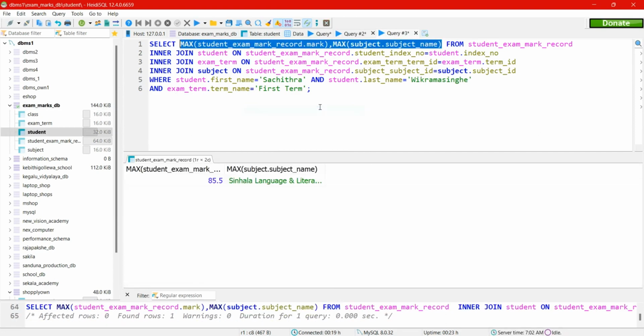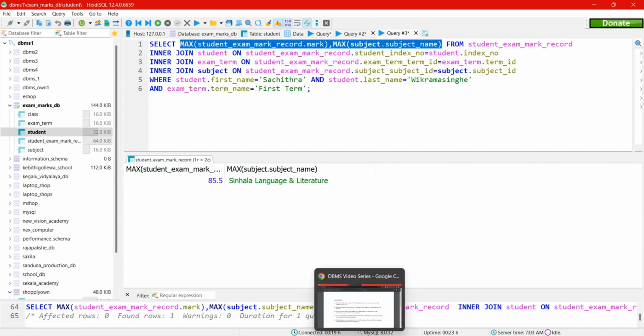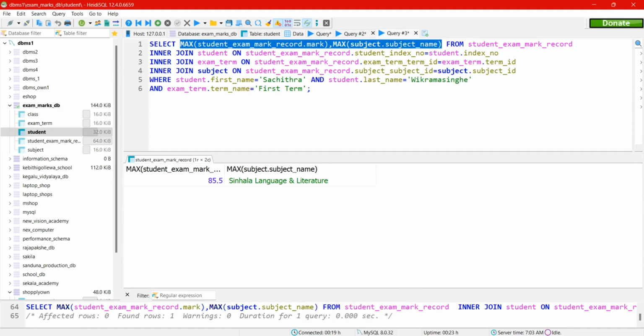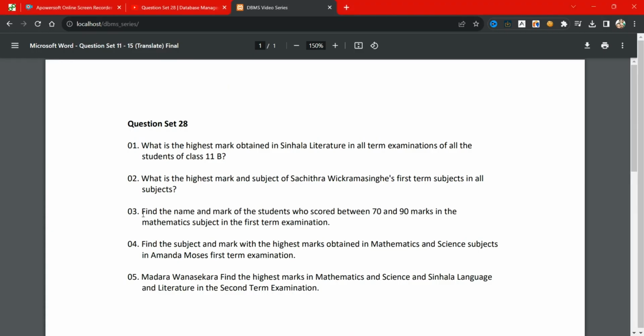Let's run the query. You can see we got a result saying that 85.5 is the highest mark, and Sachitra Vikramasinghe got 85.5 in Sinhala language and literature in the first term examination. So that's what we have found here, and this is the answer for the second question. So let's see the third one.